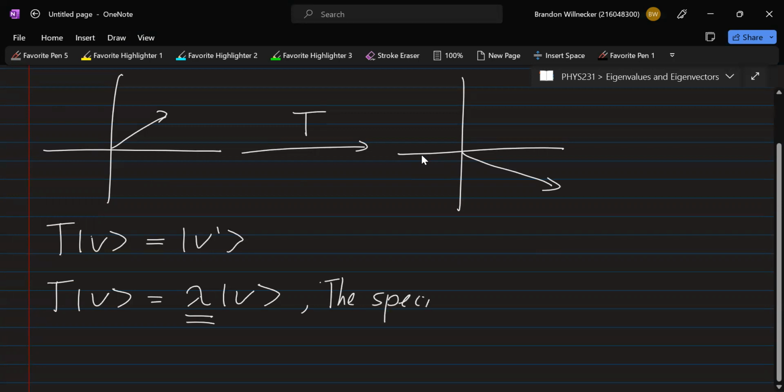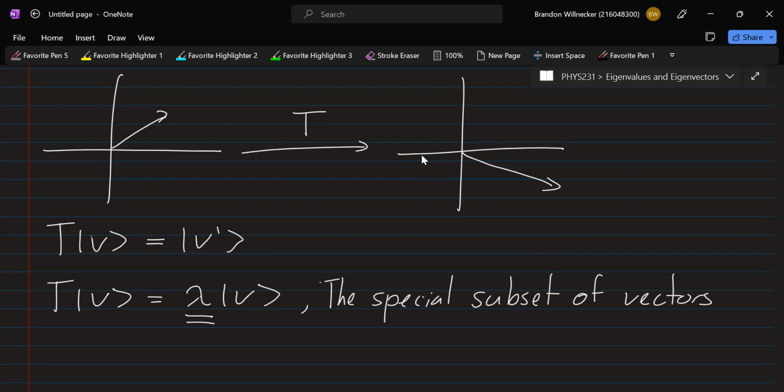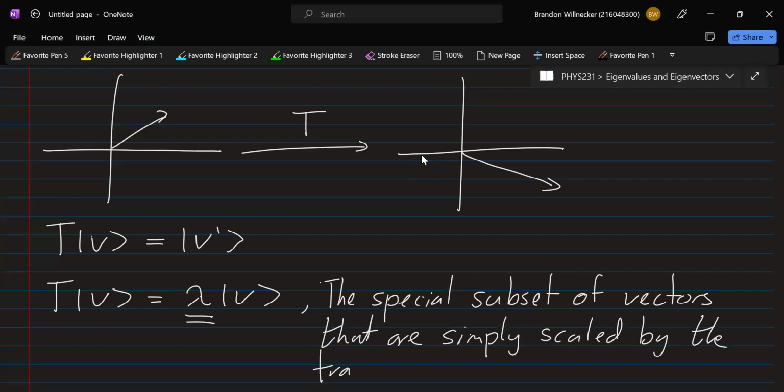So the special subsets of vectors that are simply scaled by the transformation, they are called eigenvectors.